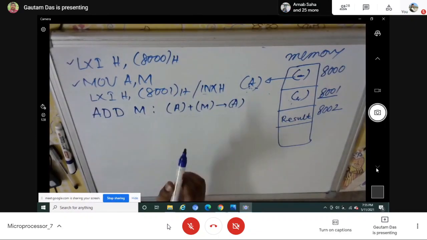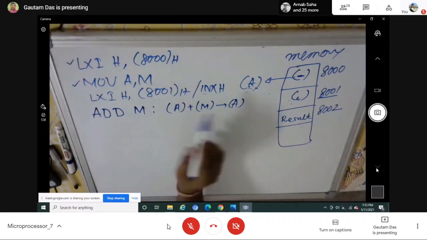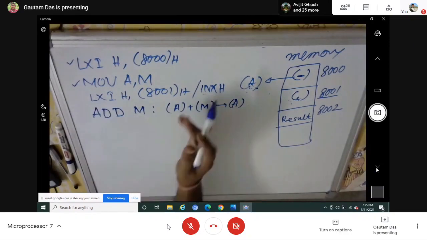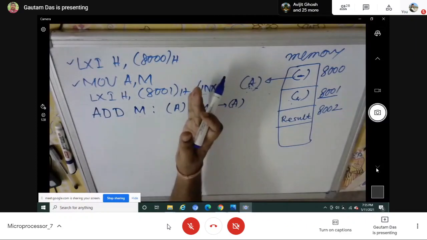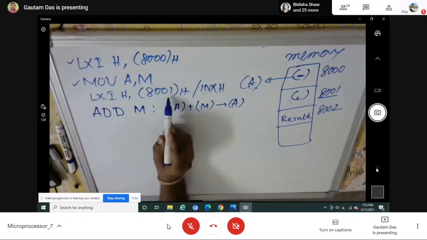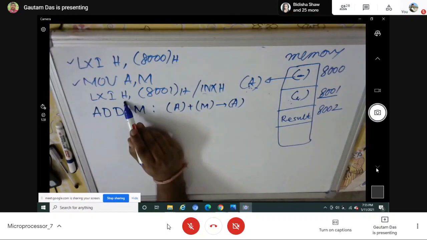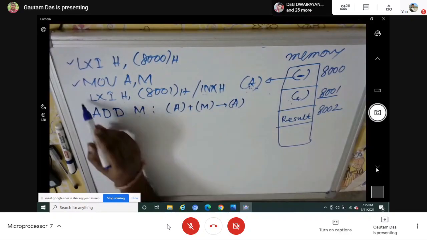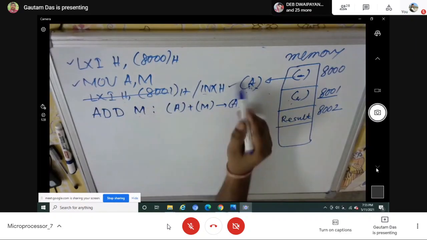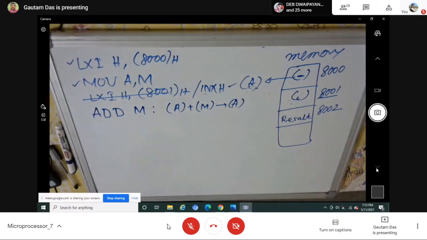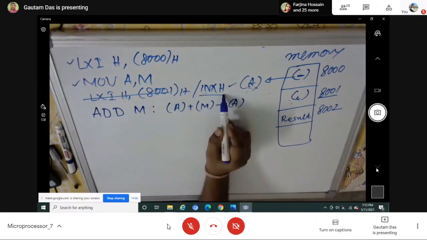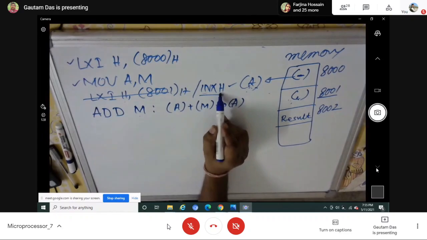But check whether both instructions are doing the same thing or not. LXI H, which you used earlier, was for what purpose? To store 8001 in HL. Now you are saying that no, I will not use it, instead I will use INX H. So think whether this instruction can also make HL equal to 8001 or not. If it can, then you can use it.